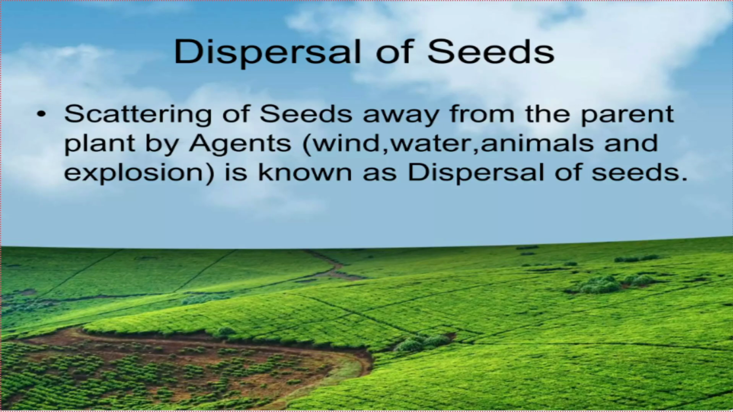Now, the scattering of seeds away from the parent plant by agents like wind, water, animals, and explosion is known as seed dispersal. Is it clear? Explosion is the short form. It is basically seed pod explosion.